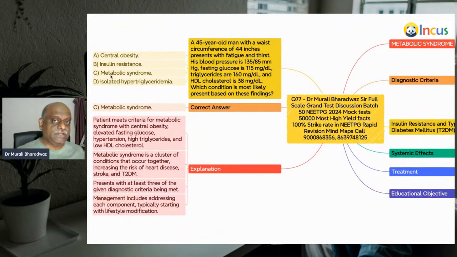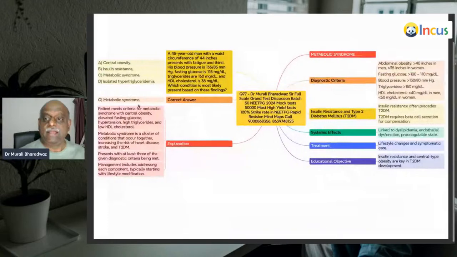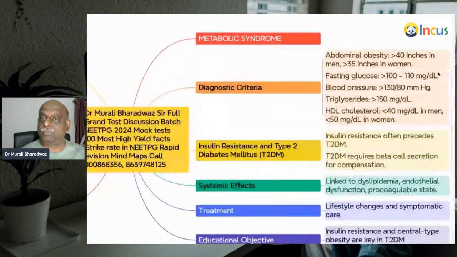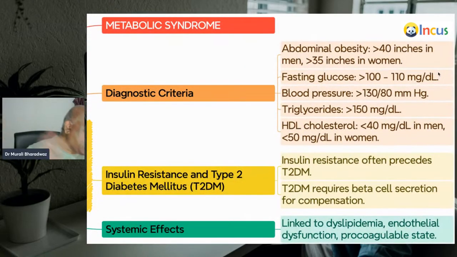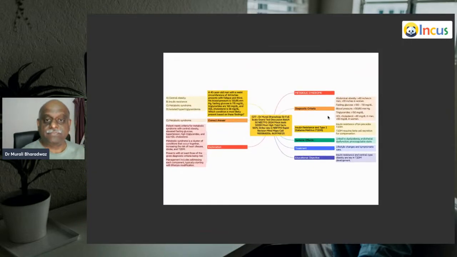45-year-old, 44 inches, BP high. So, central obesity, elevated fasting glucose, hypertension, high triglyceridemia, low HDL cholesterol defines the metabolic syndrome. I leave all the diagnostic criteria, one of the favorite questions of the examiner, doctor, right?